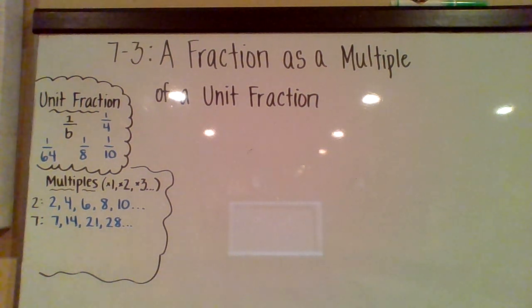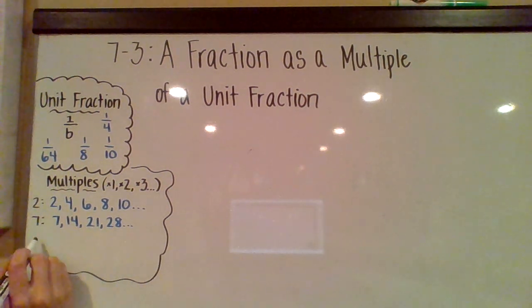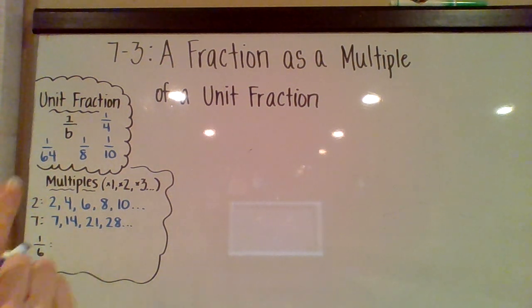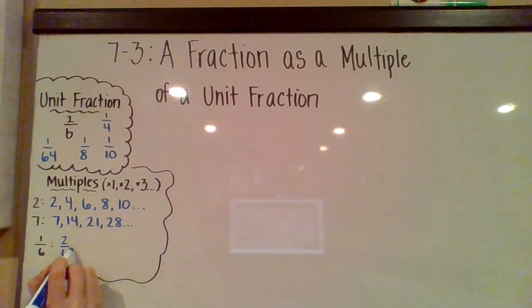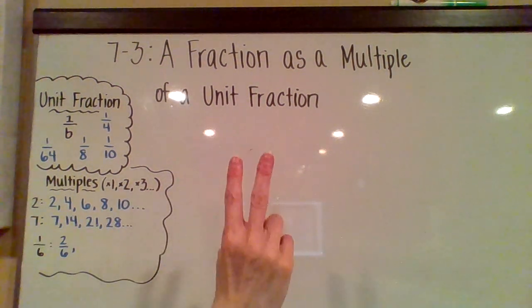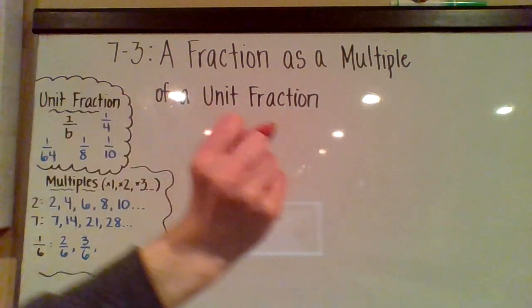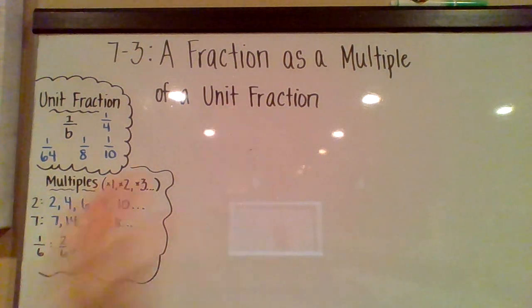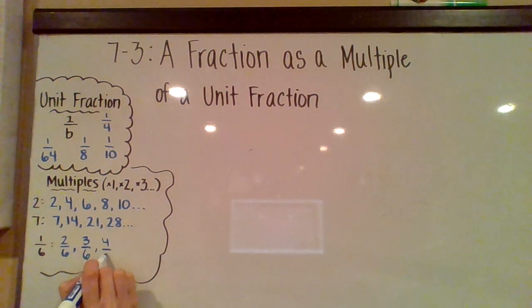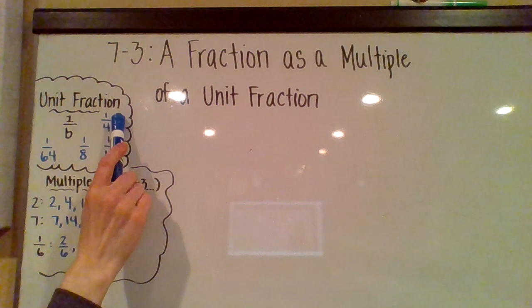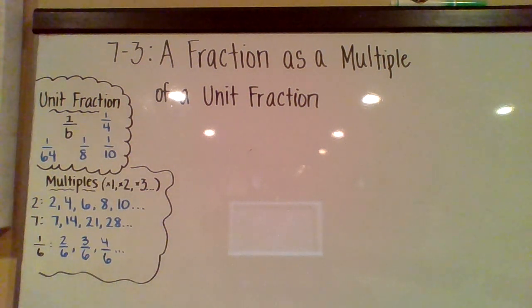Now, if I were then to bring in fractions, and I would say, what are the multiples of 1/6? You would think of it like this. 1/6 times 2, or 1/6 plus 1/6, is 2/6. 1/6 times 3, or 1/6 plus 1/6 plus 1/6, is 3/6. 1/6 times 4, or 1/6, 1/6, 1/6, 1/6, is 4/6. So those are just different ways we can get multiples. So today we're going to be talking about unit fractions with 1 in our numerator, and we're going to be working with multiples.